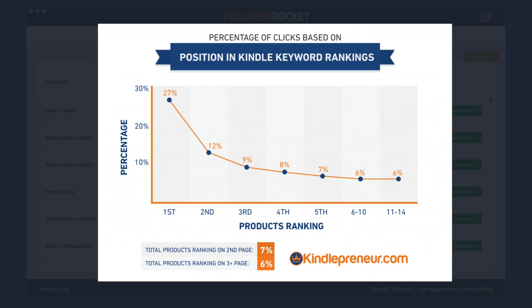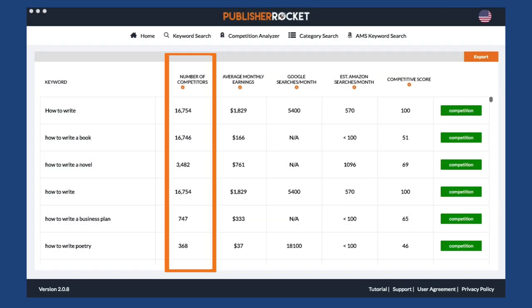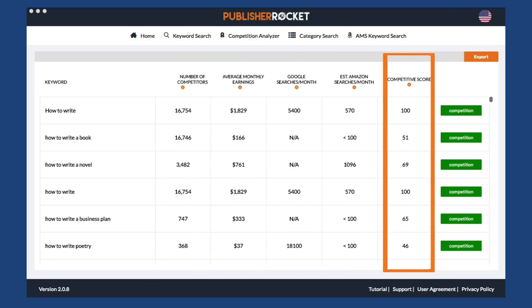Here's a graph that can help explain this. As you can see, the top 5 books get most of the clicks when people search for that term. So in order to benefit from a keyword phrase, we need to ensure we can beat the top 5 books and rank there. That's why we created the competition score. This number goes from 0 to 100, with 0 being very easy and 100 being extremely hard. Basically, it does all the hard work for you and figures out exactly how difficult it would be to compete for that term.